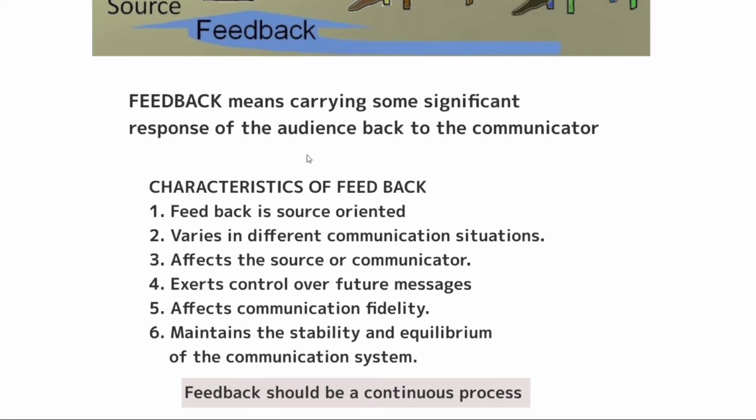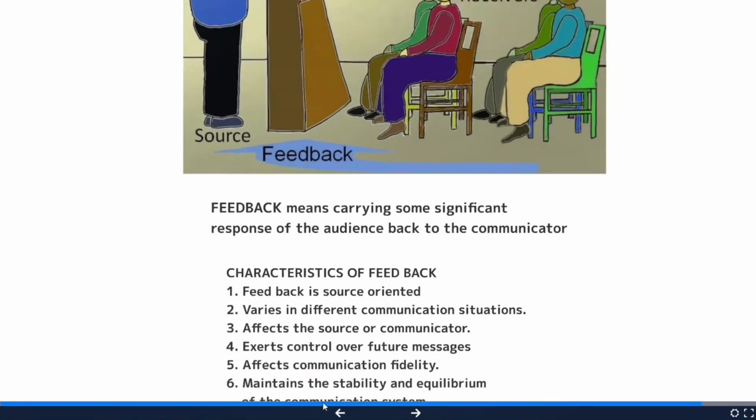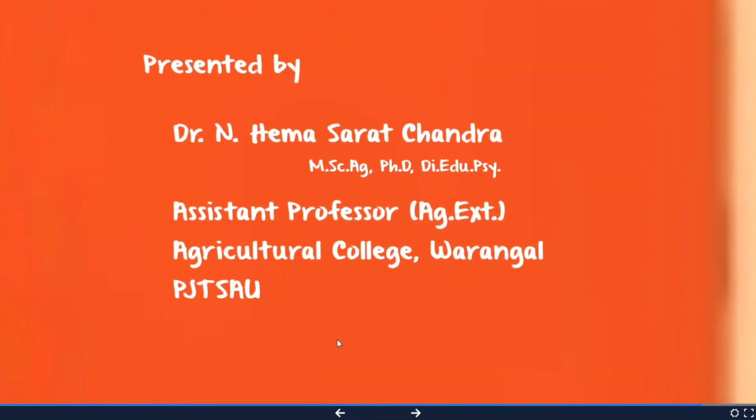Let's see some of the characters of the feedback. Feedback is source-oriented, varies in different communication situations, and affects the source or communicator. It exerts control over the future messages, affects communication fidelity, that means effective communication. And feedback maintains the stability or equilibrium in the communication system. Feedback should be a continuous process for the effective communication. For this class, I am the communicator, you all are audience.